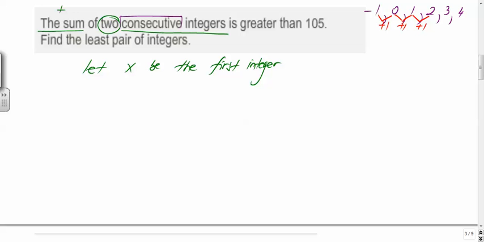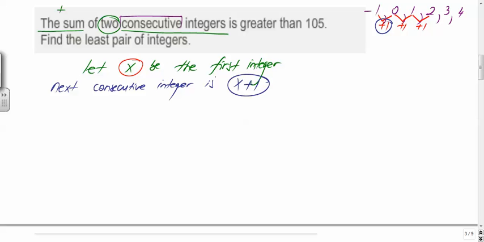And now, if your integer is x, the next consecutive integer is 1 more. What do we need to do? We need to add 1. So it will be x plus 1. Okay? So here you have it, and you have your two integers, your two consecutive integers, right? x and x plus 1.